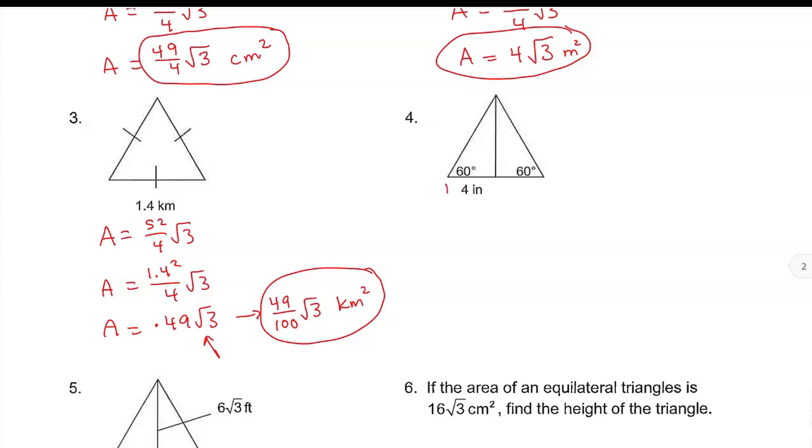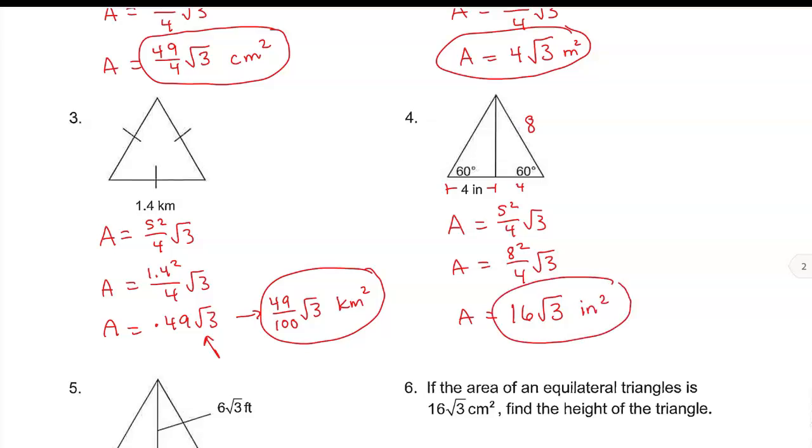Number 4, I don't actually have the whole side given to me. I only have half of a side down here, but this is an equilateral triangle, so I know the other half is also 4. So the whole length of the side here is 8, and I can just go ahead with my formula now. Area equals side squared over 4 root 3. Substitute in 8 for s, and that does reduce with 4.